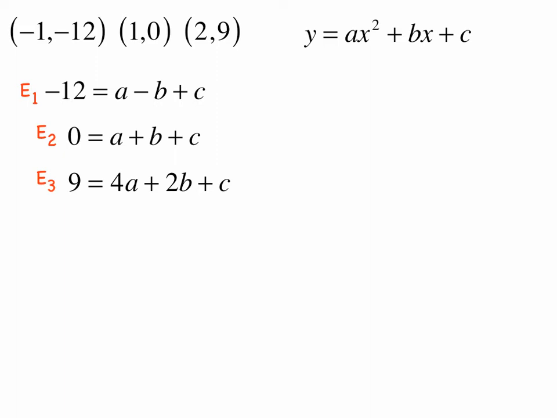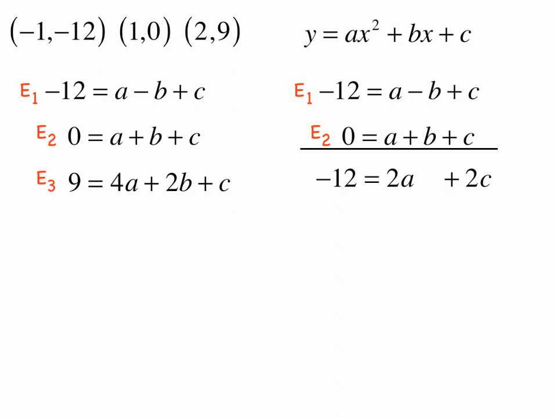Okay, the first step is to use two of these equations and try to eliminate one of the variables. So I'm going to use equation 1 and equation 2. Now, I'm using elimination, so if I add these two equations, you'll see that the b's are canceled. You can cancel any one of the variables, but the b in this case is canceled easily. So I'm just going to add them up. And if you notice, I can simplify this equation by dividing both sides by 2, and I'll get -6 equals a plus c. We'll label this equation number 4.